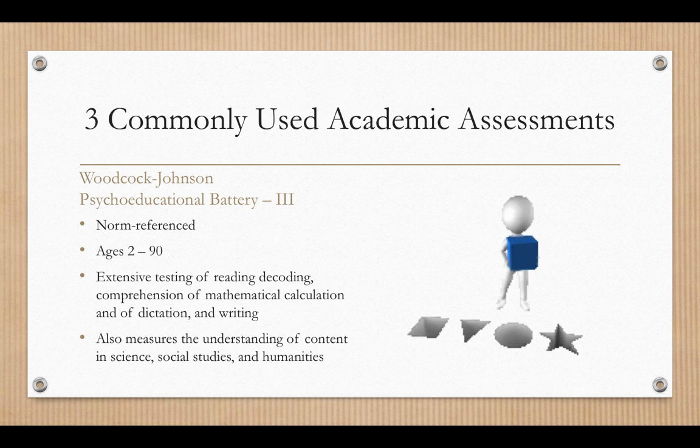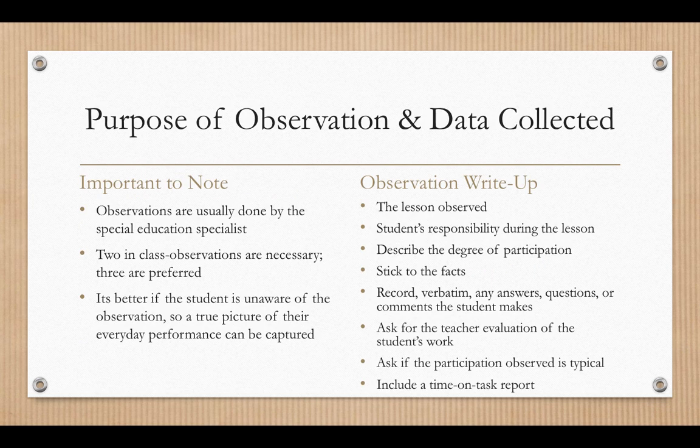And then the Woodcock-Johnson Psychoeducational Battery 3 is norm referenced. It's for ages 2 to 90. Extensive testing of reading, decoding, comprehension, of mathematical calculation, and of dictation and writing. It also measures the understanding of content in science, social studies, and humanities.